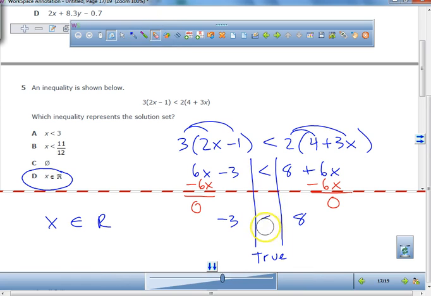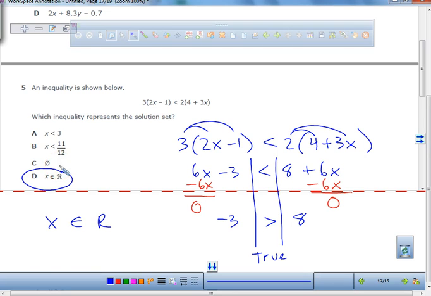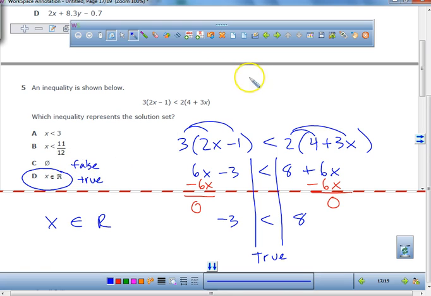But if my symbol would have been the other way around, is negative 3 greater than 8? No. Then the answer is no real numbers, or your empty set. Okay? So if all the x's cancel out and you have a true statement, this is your answer. If you get a false statement, what's a false statement? 2 is greater than 5. If all the x's canceled out, then you would say, uh-oh, 2 is not greater than 5. The answer is false.